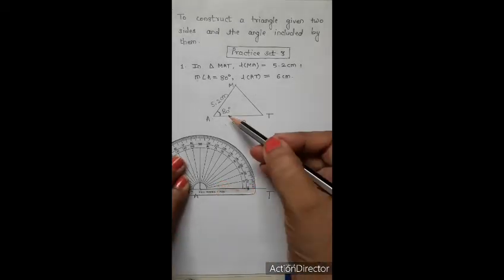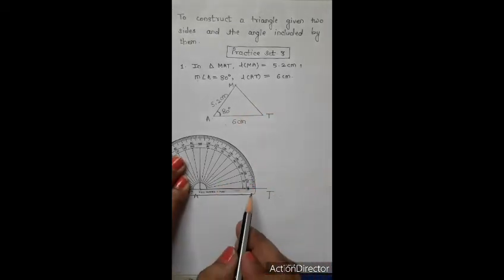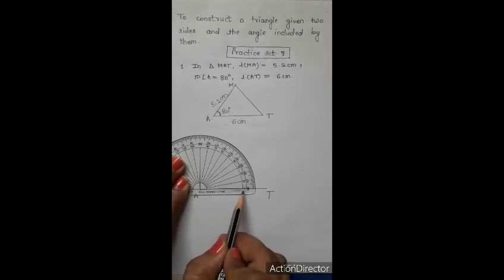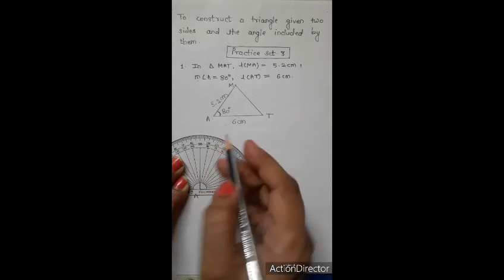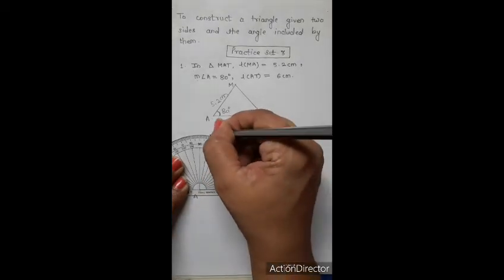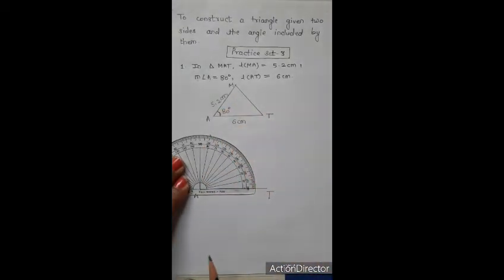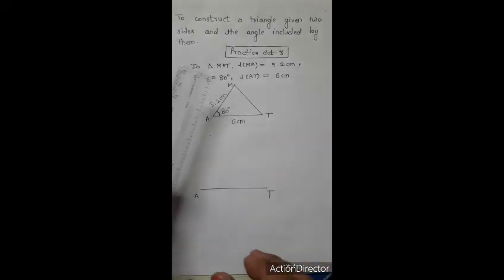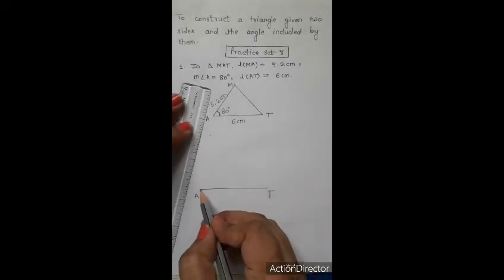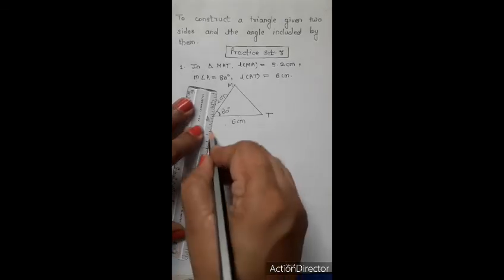Now you have to measure the 80 degrees angle. So I have to start from the 0. So 0, 10, 20, 30, 40, 60, 80. So I will put a point over there, remove the protractor. With the help of a scale, you draw one ray.